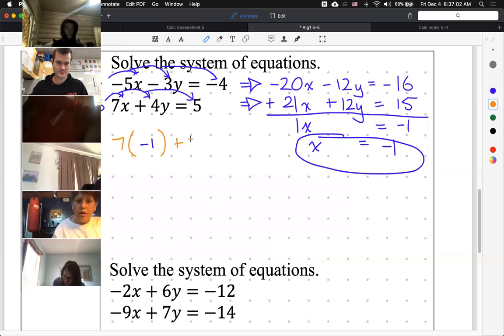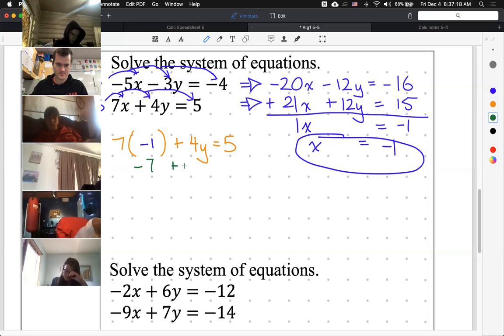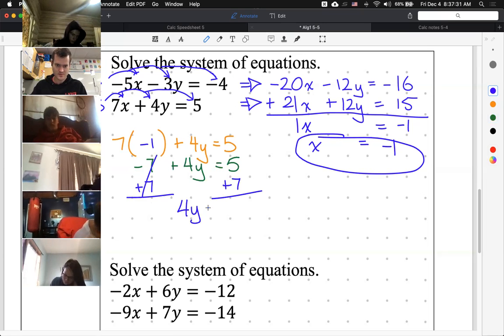It'd be 7 times 1 plus 4y equals 5. Ooh, did you say 1 or -1? No, -1. Okay. Perfect. It would be -7 plus 4y equals 5. So you would add 7 to both sides and get 4y equals 12. Then you divide both sides by 4 to get y equals 3.